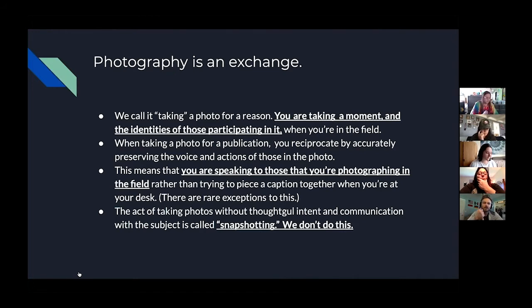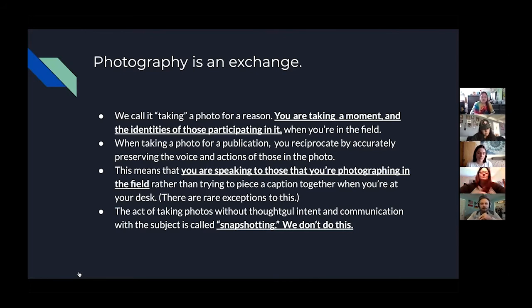And so when you're taking something, for me as a photographer, it's important to give something back. And the way that I do that is by making sure I'm accurately captioning my photos. You're preserving the voice, the actions, that moment in history, and those people participating in it. And that's kind of the giving back for the photo that you're taking. And that means that you are talking to the people you're photographing. It means that you are getting to know them and why they're there and what they're doing.